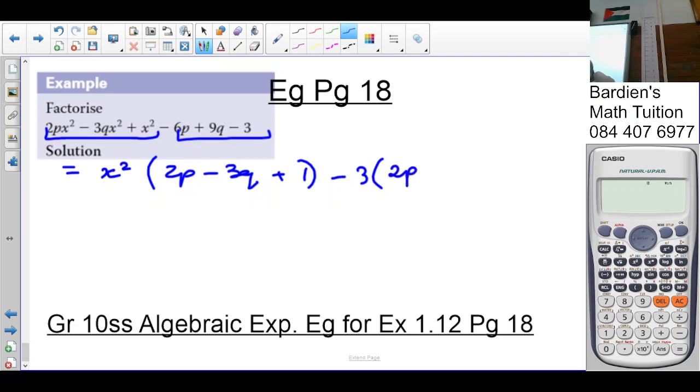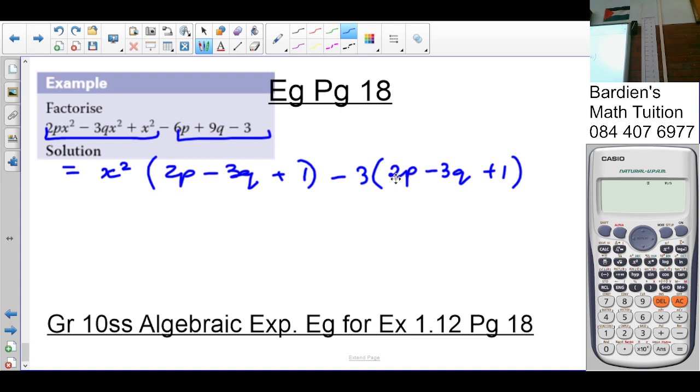2p minus 3q plus 1. Why not negative 1? Because a negative 3 times positive 1 is negative 3. Remember, whenever you take out negative as a common factor, all the signs in that bracket will change to the opposite operation. Can you see?